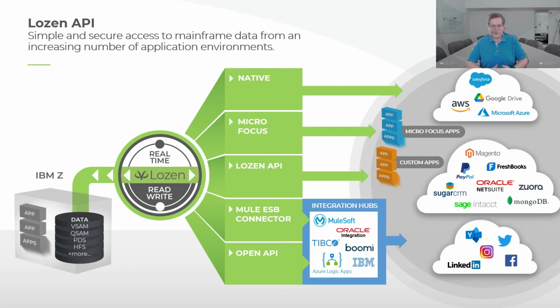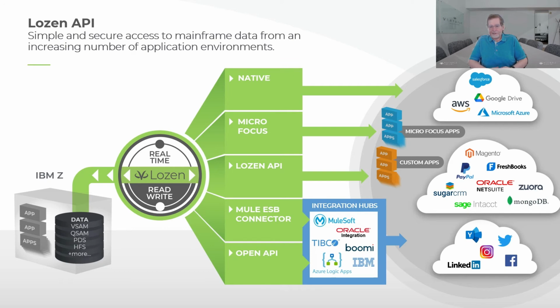It's just much, much simpler to consume in custom applications. So then with the Lozen API behind us, we also started hearing from customers that many of the applications that wanted to access mainframe data were running in what I call an integration hub. These are products like the Mule ESB or Boomi or Microsoft's Azure Logic Apps. There are many of these from a lot of different vendors. But the model is generally the same.